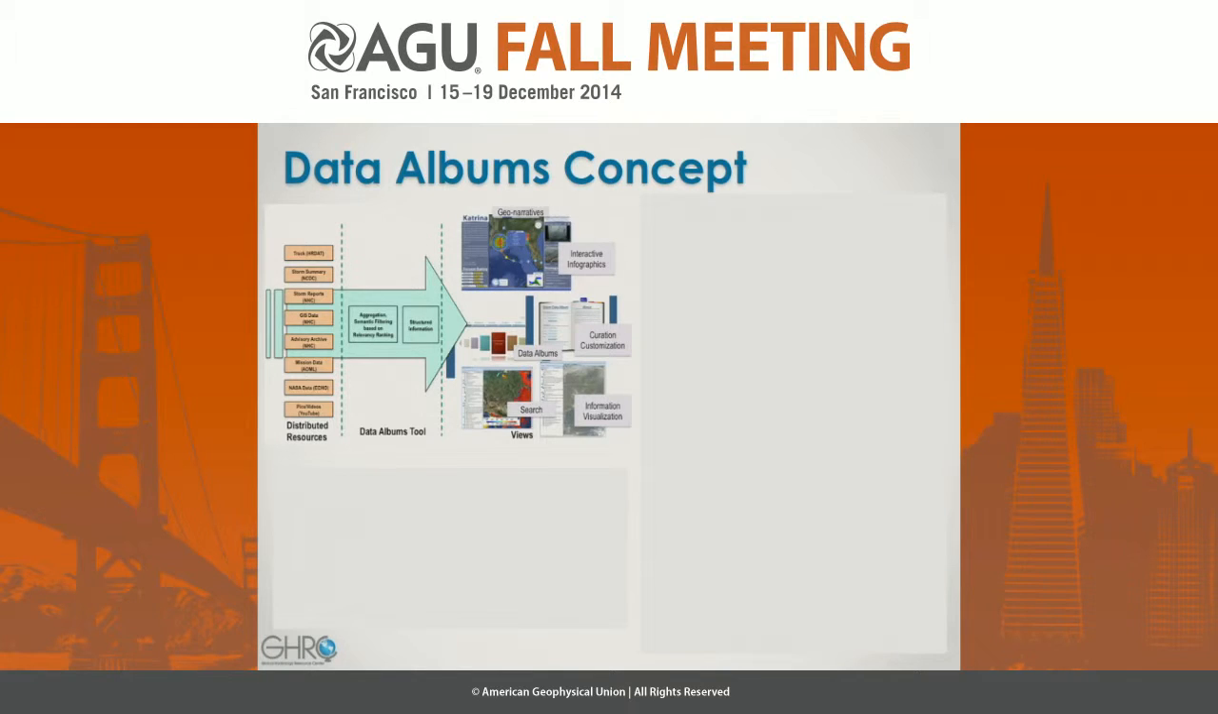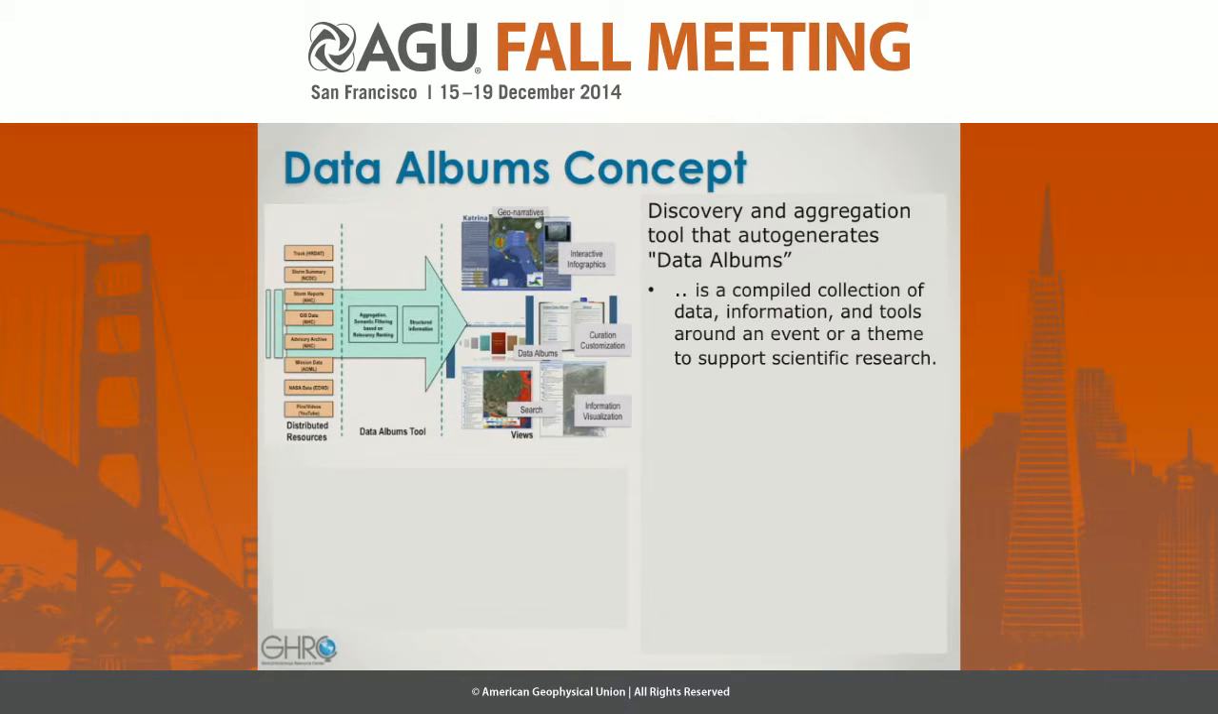So this is the data albums concept. It's basically a discovery and aggregation tool that auto-generates data albums. A data album is nothing but a virtual collection of data, information, or tools around an event or a theme to support science research. The key element here is that there is a way to curate this, and it is filtered using an application ontology that does this automated curation for you. So it saves you some of the task of trying to find things that are distributed at many different places that you may or may not know.